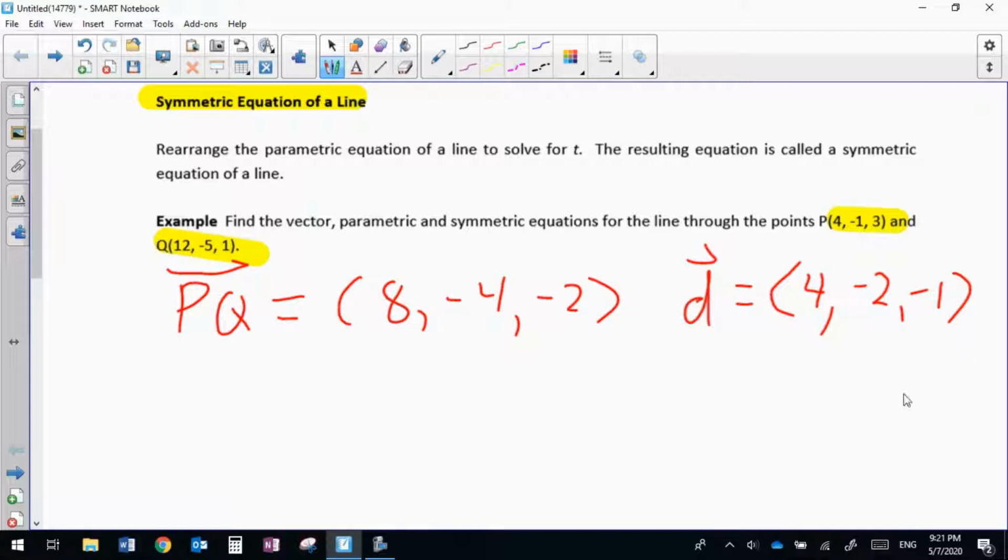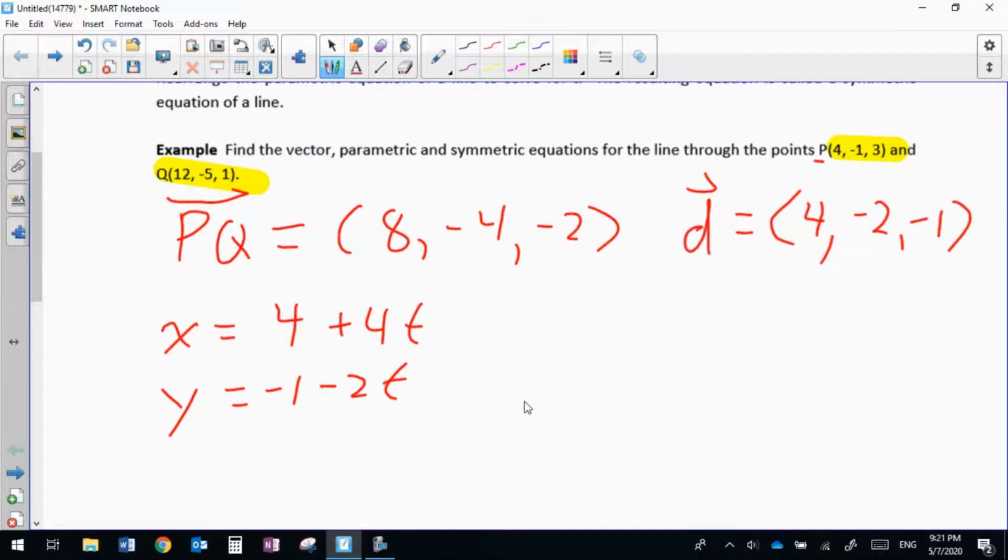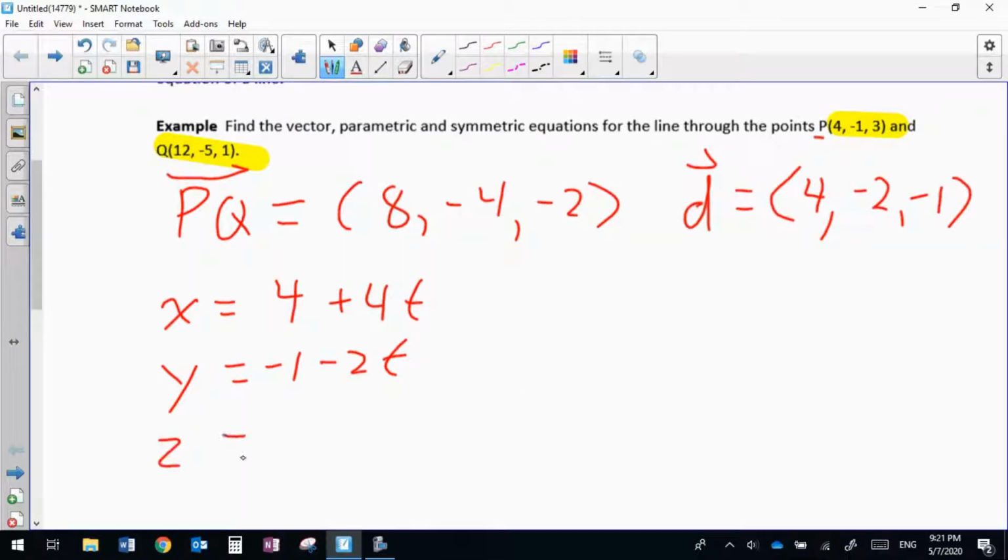And I need to write my parametric equations. I'm going to use my P as my initial point. So I get x equals 4 plus 4t, and y equals negative 1 minus 2t, and of course z equals 3 minus t. In my next step, I'm actually going to rearrange each of these equations, and I'm going to solve for t.